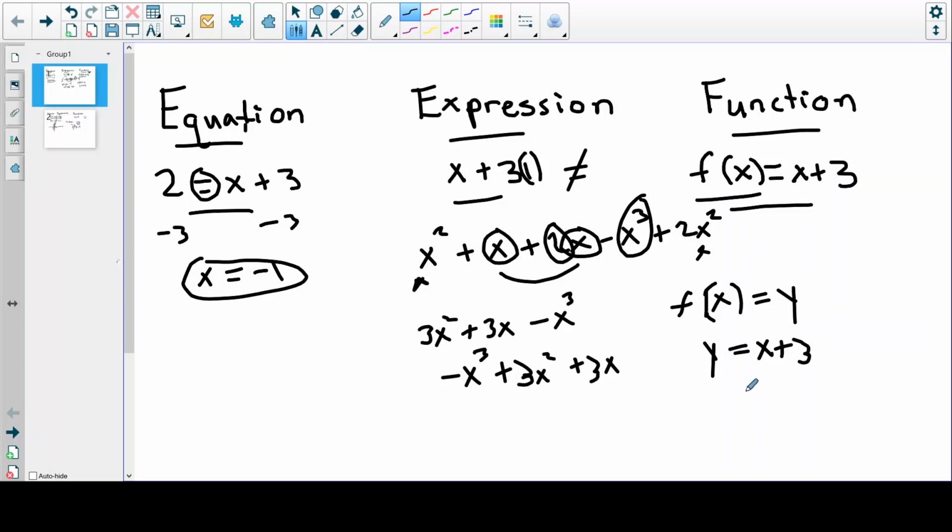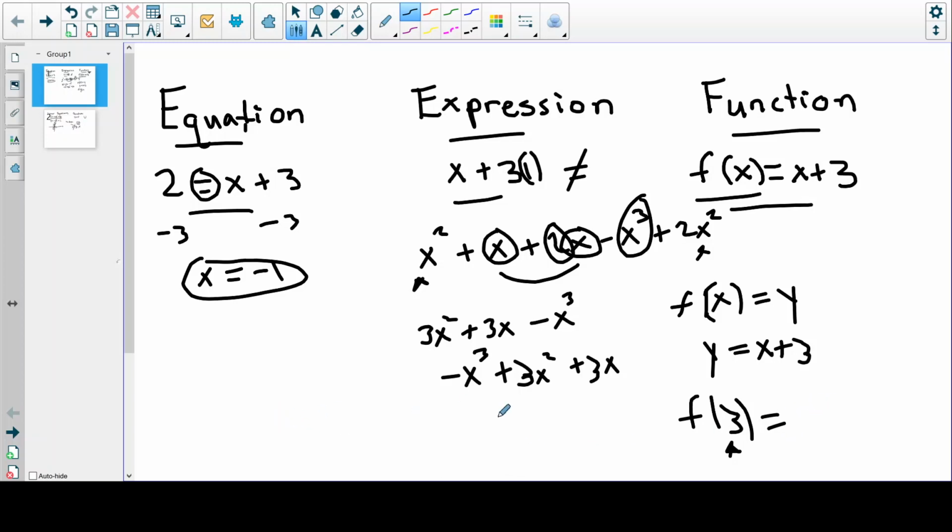So what they'll usually want you to do in a problem like this is they'll say find f of 3. And then they'll give you that f of x equals x plus 3. To solve that, you plug in whatever they give you here. So this is the x. You plug that into the equation and solve for it.